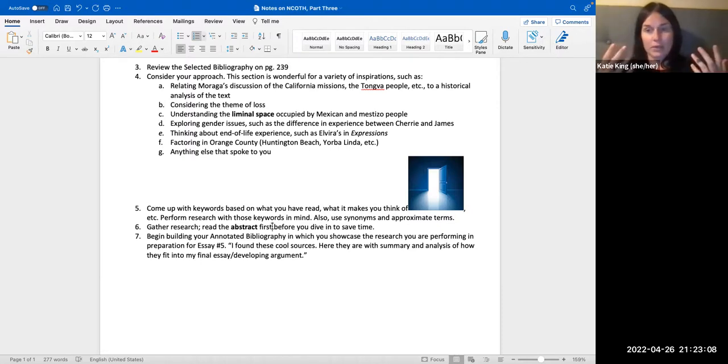If you read it and it doesn't work out, that's the nature of research. It's always leading you down these paths. Some might be dead ends, some might be paths that lead to other paths. It's just the nature of research.